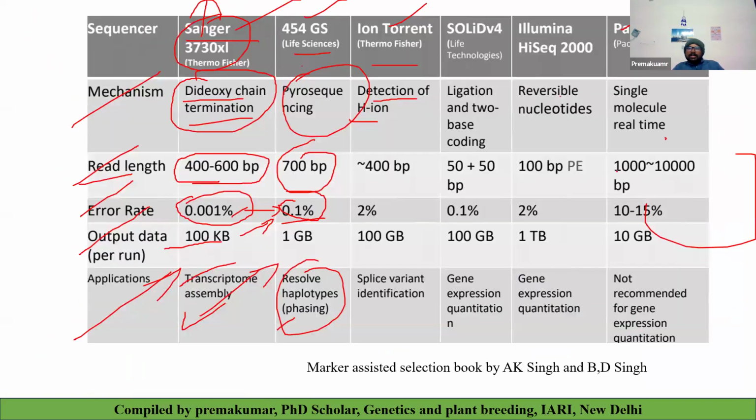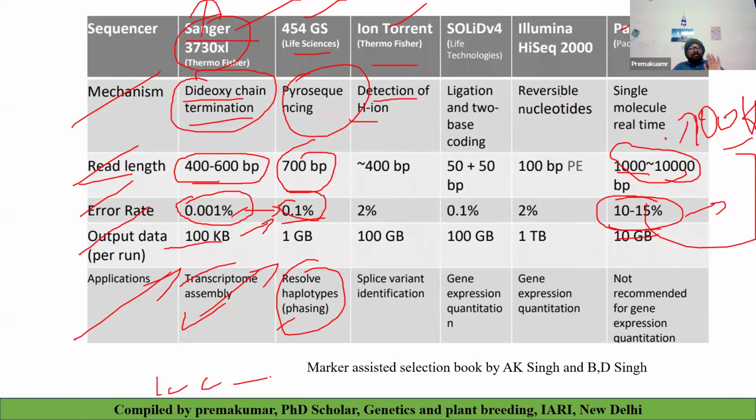See the read length here, it is 1000 to 10,000. Nowadays, ultra long read sequencing has also come, where a 100 KB read length is also available. But one of the major disadvantages is that the error rate is very, very high, 10 to 15%. For example, if you are sequencing 100 base pairs, then definitely there will be 10 errors. That's why nobody is using it. But larger genomes like wheat or any other big genomes can be sequenced by third generation sequencing.